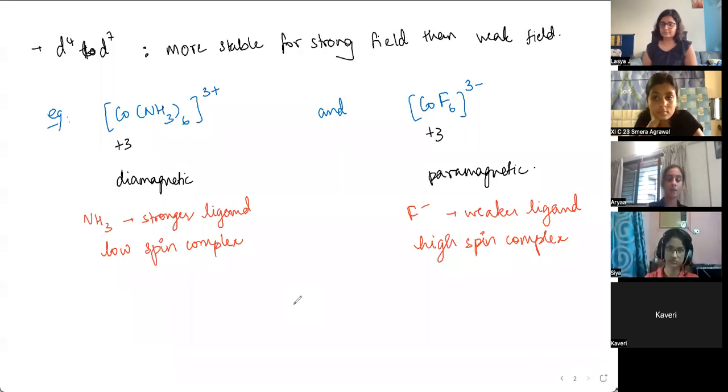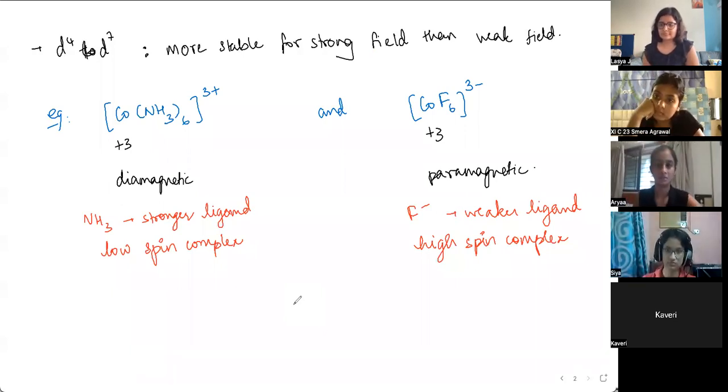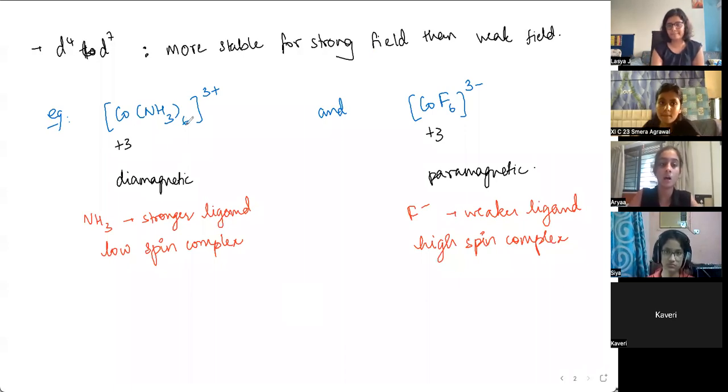Miss, I didn't understand coordination number. Coordination number is just how many bonds or linkages the central metal atom has. So Co(NH3)6, only the coordinate bonds count. Cobalt has 6 coordinate bonds with 6 ammonia ligands. So its coordination number is 6.